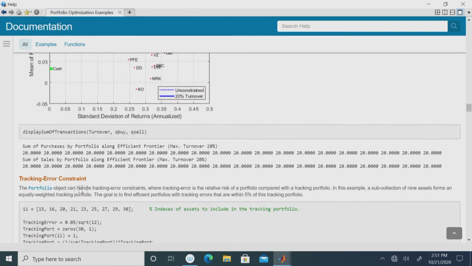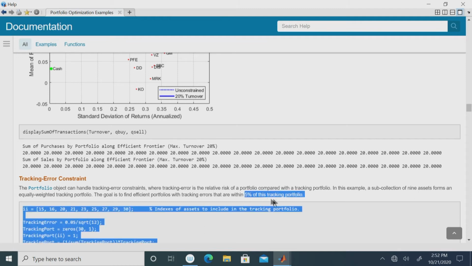Okay, so now let us talk about the tracking error constraint. Again we go back to the portfolio object that is inbuilt into MATLAB, and we can handle tracking error constraints, where tracking error is the relative risk of a portfolio compared to the tracking portfolio. Here we have a portfolio that is being actively managed, and in order to track the errors, we introduce a tracking portfolio, and the goal is to find those efficient portfolios with tracking errors that are within 5% of the tracking portfolio.